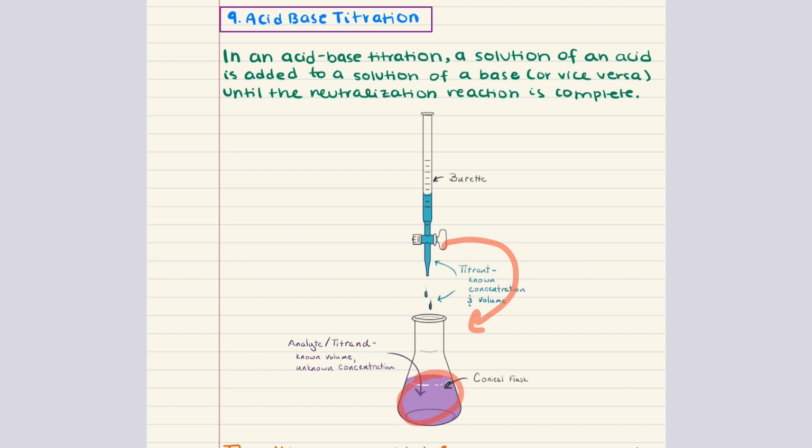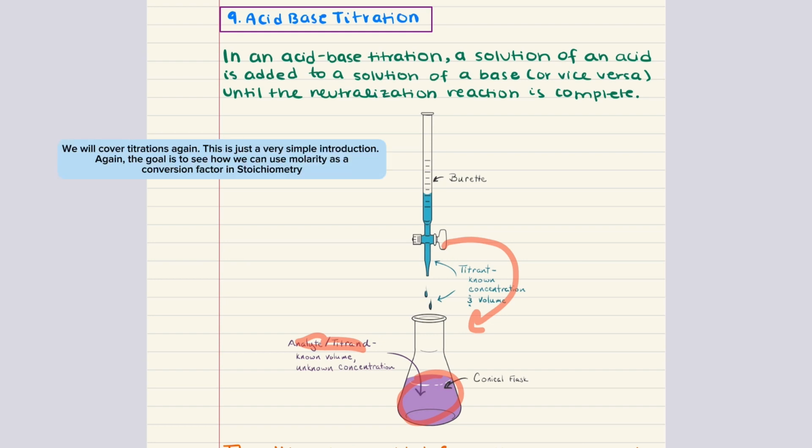And so you have a certain amount of unknown solution in an Erlenmeyer flask. Since we're analyzing the unknown in order to determine its concentration, the unknown is called the analyte. The titrant is a solution of known concentration that's placed in a burette, and it's going to precisely measure the volume of liquid that we will deliver here to the analyte. The titrant is slowly added from this burette until the equivalence point is reached.